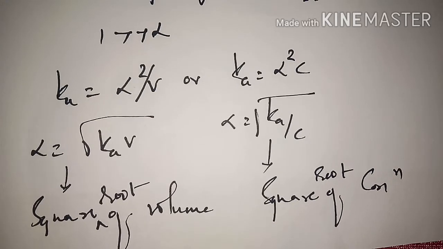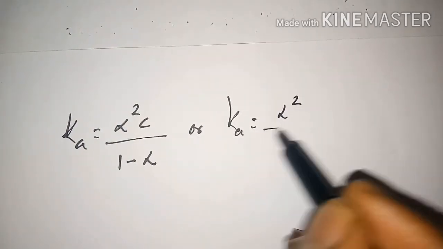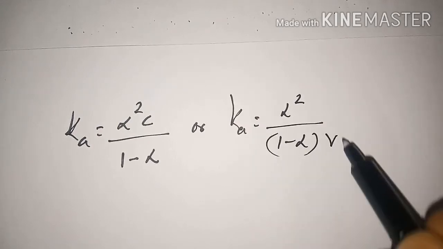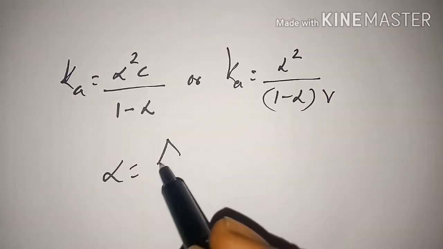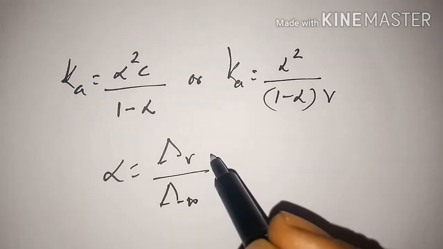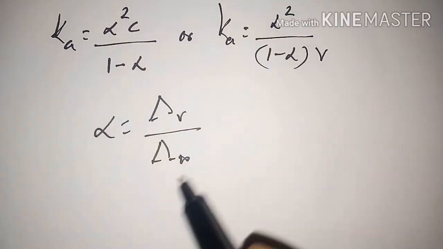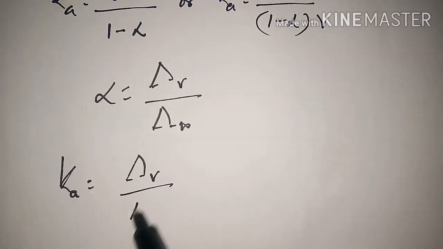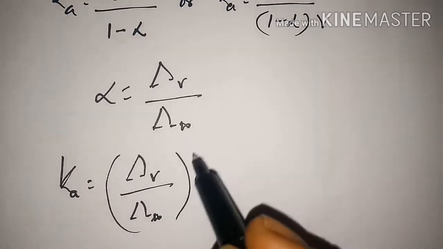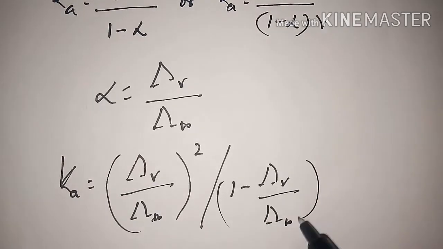So this is what we have derived with respect to the degree of dissociation in connection with the dissociation constant: Ka is equal to alpha square C by 1 minus alpha, or Ka is equal to alpha square by (1 minus alpha) into V. Now we know what alpha is. Alpha is the degree of dissociation. In terms of electrical conductance, alpha is equal to lambda v by lambda infinity, where lambda v is the equivalent conductance at a particular dilution, and lambda infinity is the equivalent conductance at infinite dilution. Now we just substitute there, and we will get alpha square, lambda v by lambda infinity whole square, divided by 1 minus lambda v by lambda infinity into V.